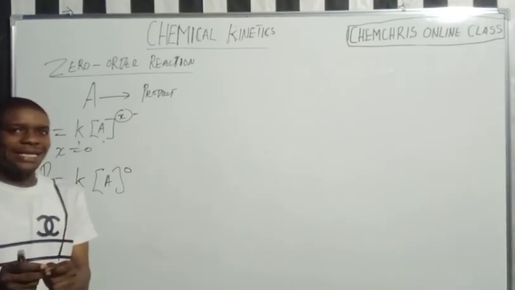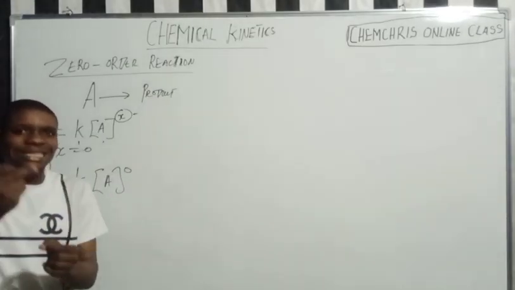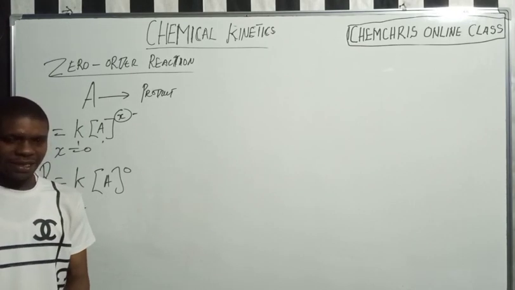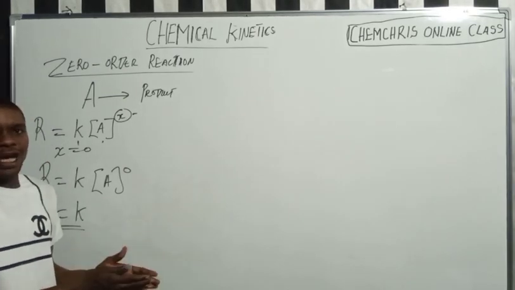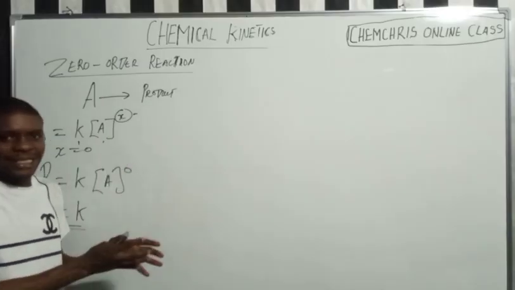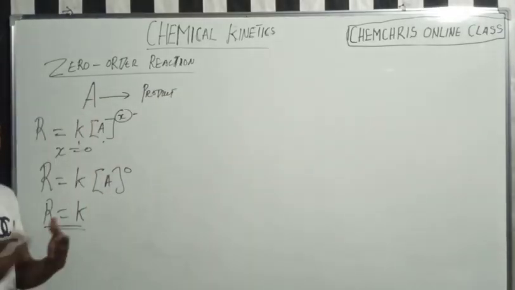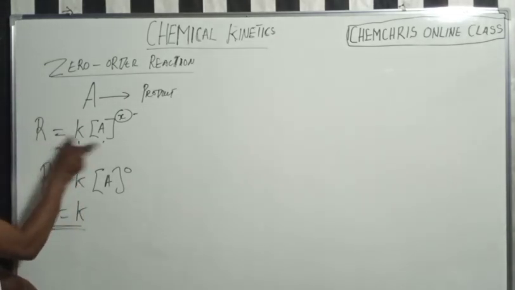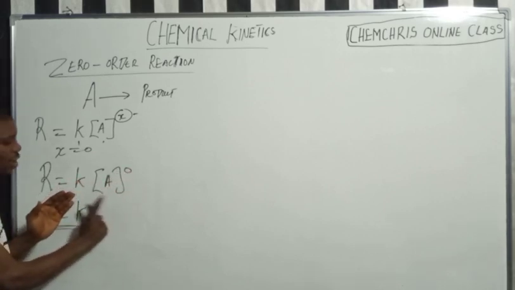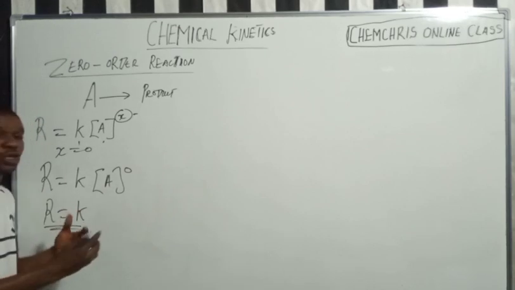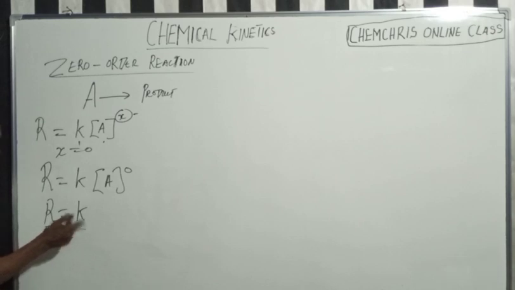So what you want to put in mind is that in a zero order reaction, the rate of reaction does not depend on the concentration of the reactants. It's a common question you will see in the exam. They will normally ask, in which reaction does the rate not depend on the concentration of the reactant? That is called zero order reaction. Because from the rate law, x equals zero, and you put zero here. Anything raised to zero, no matter the value of the concentration of the reactant, is going to be one. So the rate equals the rate constant.